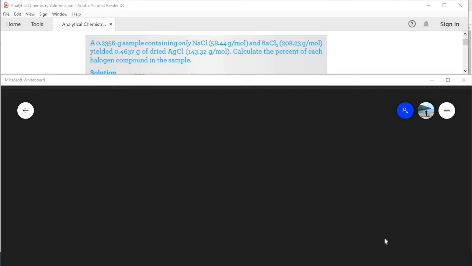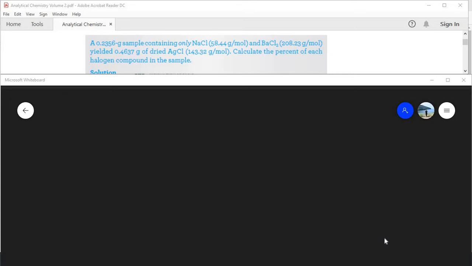In this problem, it doesn't state the steps, like dried, filtered, washed, or dissolved. But it should be understandable because the chloride was converted into AgCl, so there must have been those processes. We are asked to calculate the percent of each halogen compound, which should be sodium chloride or barium chloride, because it is the compound that we look for.